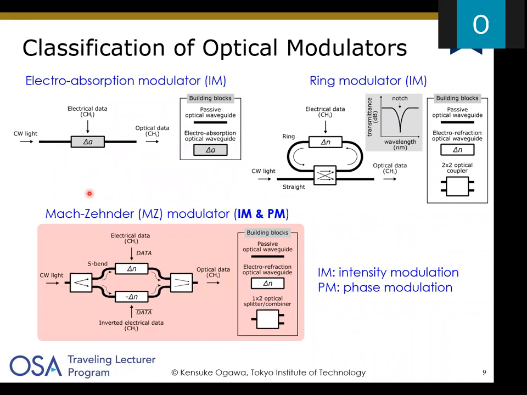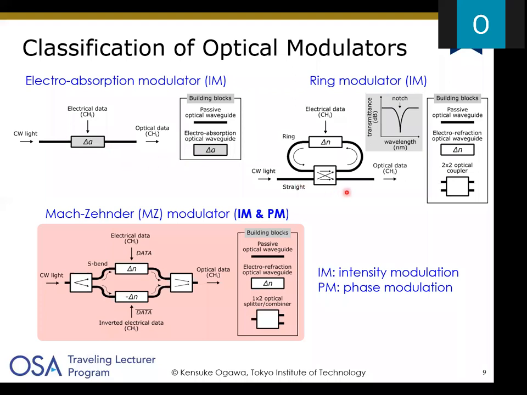So if you deal with optical modulators, actually there are several types. The simplest one is the intensity modulator using electro-absorption modulators, for example, on a silicon photonics platform or a III-V photonics platform. This is very simple, just a straight waveguide with an electro-absorption waveguide. If we apply electrical signals, you can change the absorption coefficient of the waveguide electrically, and you can turn the optical signals on and off.